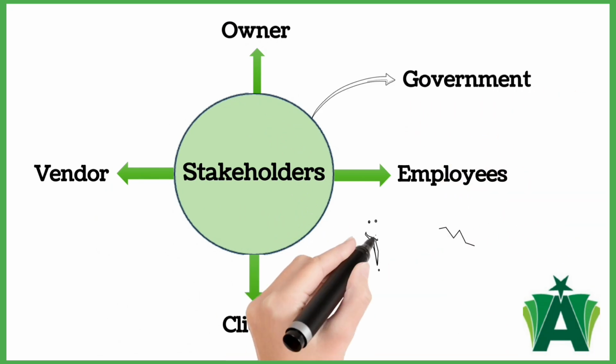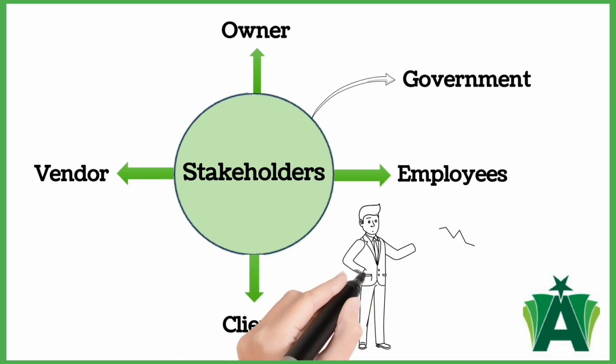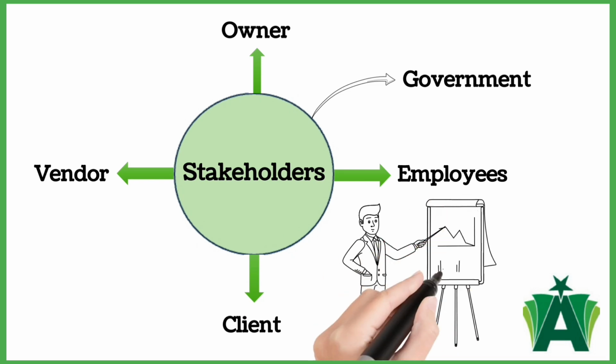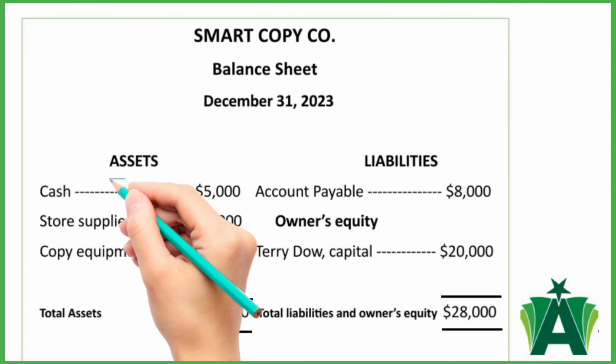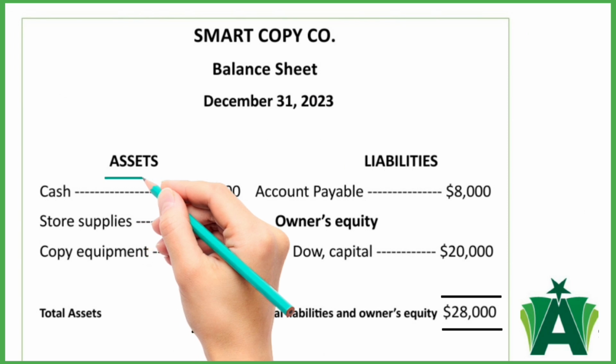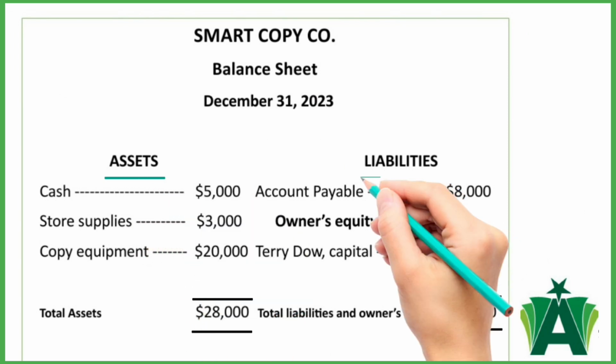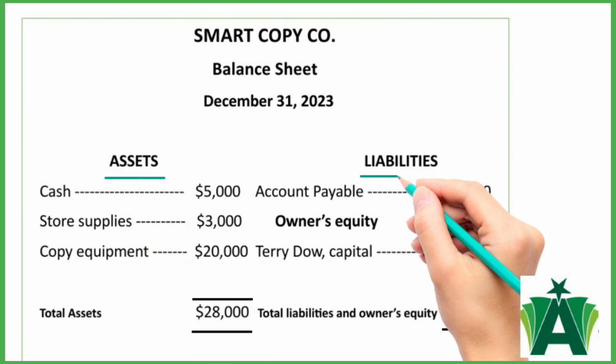These stakeholders want to get the information about the financial position of Smart Copy Company. The balance sheet helps to know about the Smart Copy Company's financial health through the amounts of assets it owns and the obligations against such assets.